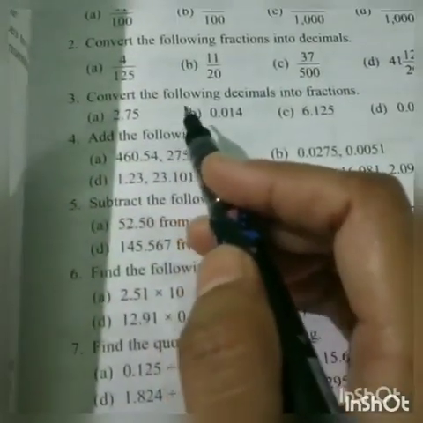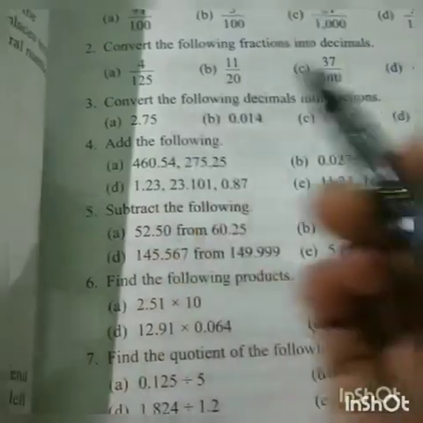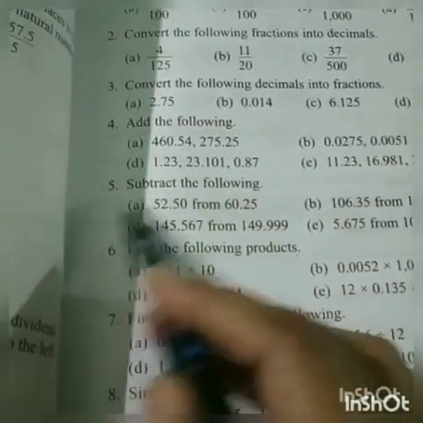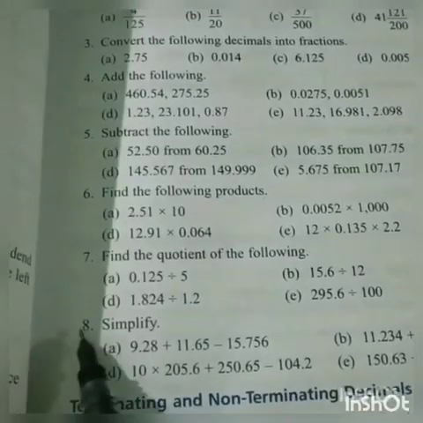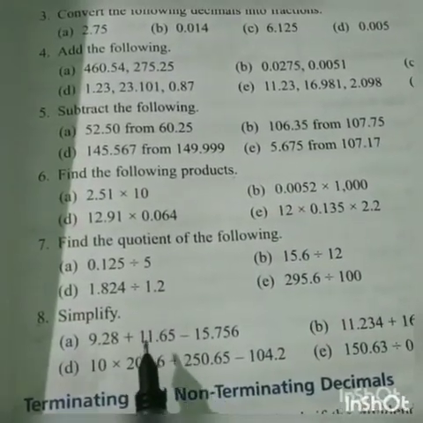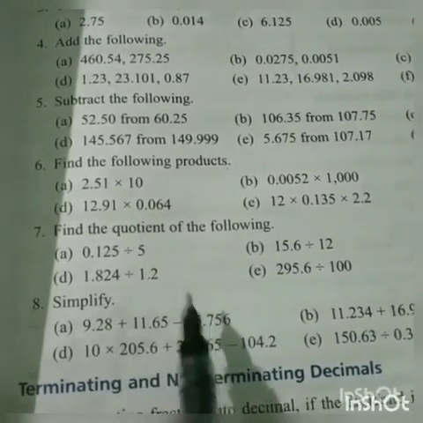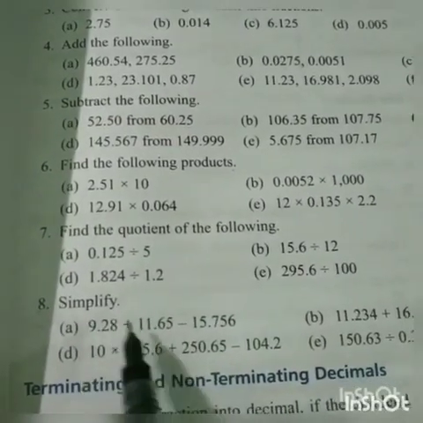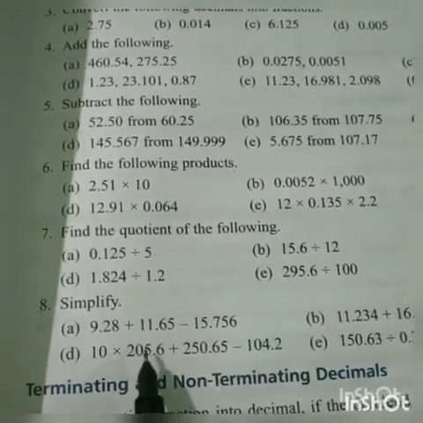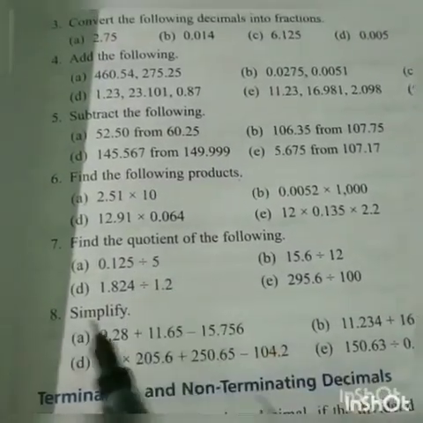Convert the following decimals into fractions. You can convert by removing the decimal. Add the following, subtract, multiplication and division. Okay, now question number 8 is simplify. When you do the simplification, you have to keep one thing in mind that you are using the BODMAS rule. Means addition, BODMAS means addition first, then subtraction. Multiplication first, then addition, and at last subtraction. These things you have to keep in mind.